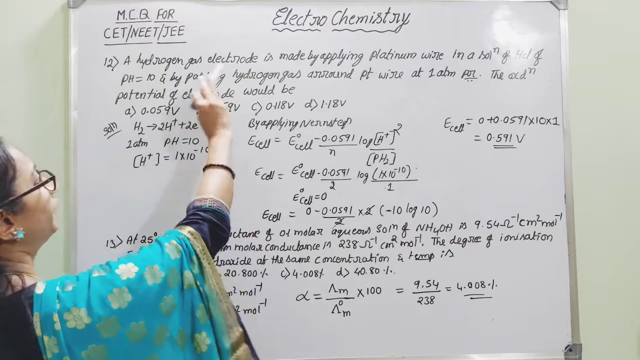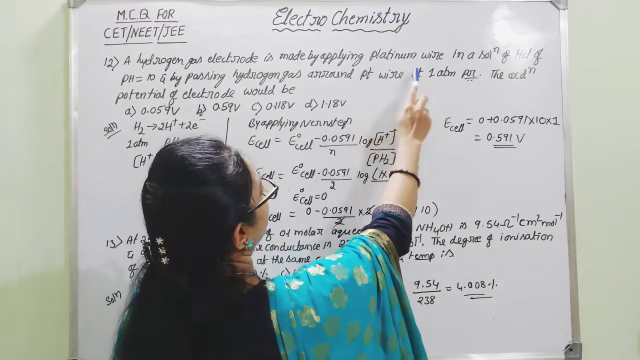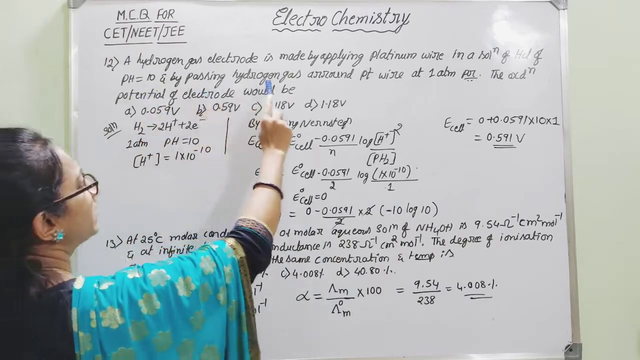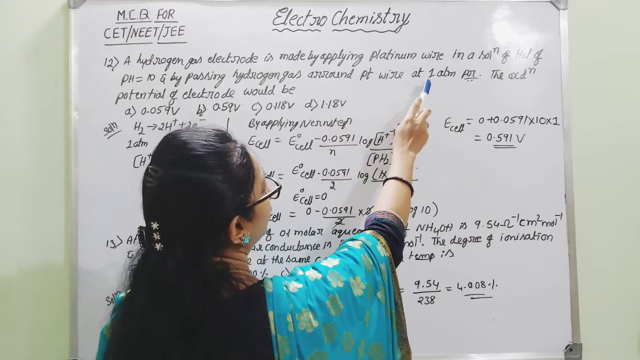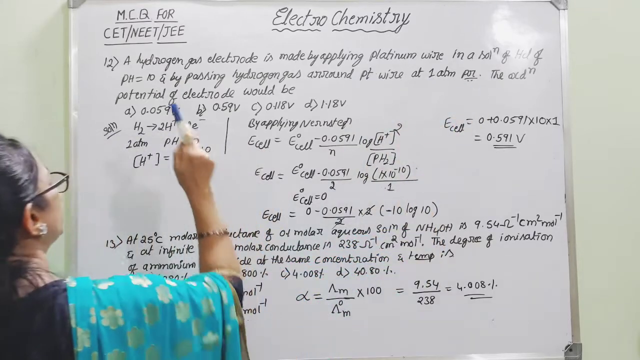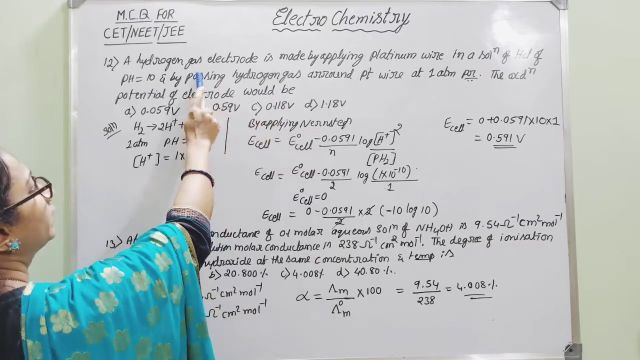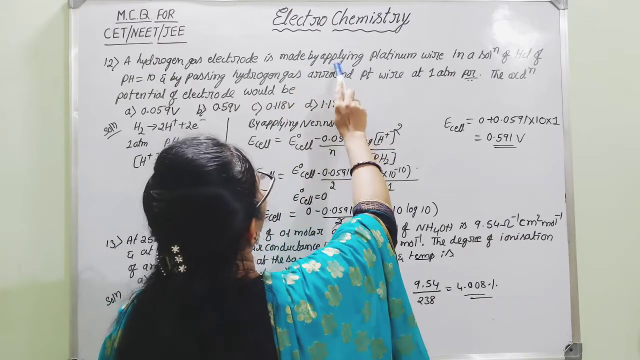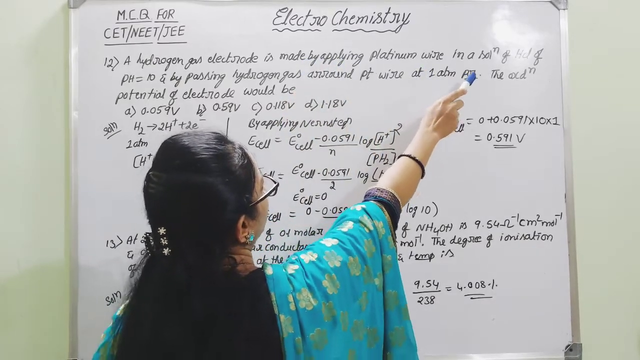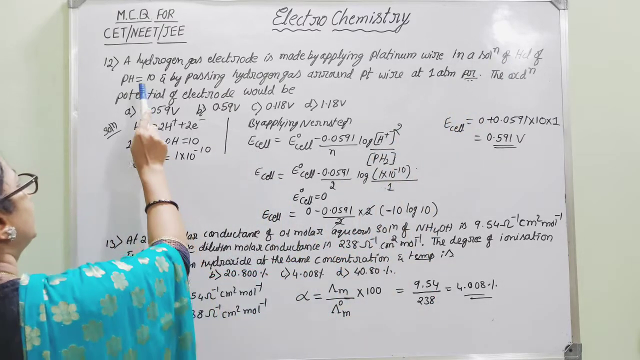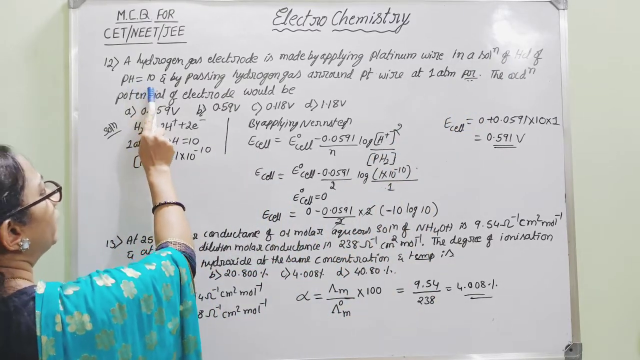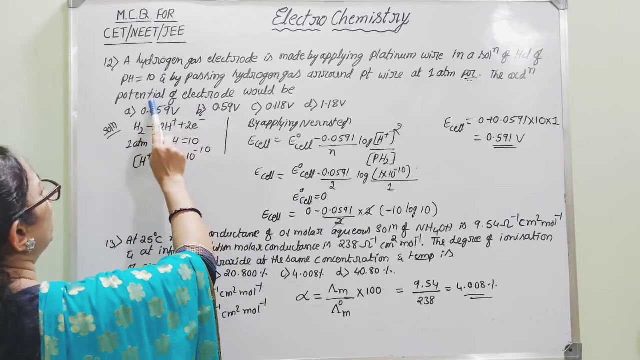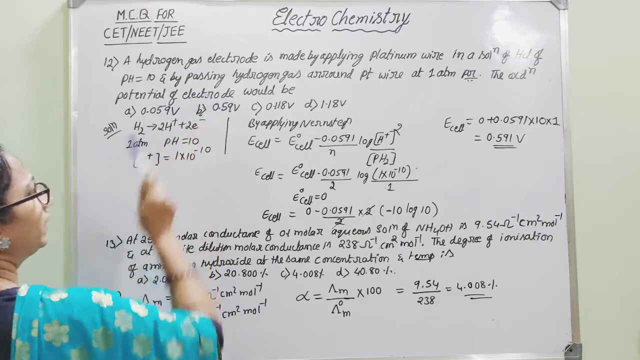Twelfth question. A hydrogen gas electrode is made by dipping platinum wire in a solution of HCl of pH equal to 10 and by passing hydrogen gas around platinum wire at 1 atmosphere pressure, the oxidation potential of electrode would be. Here we are considering that is hydrogen gas electrode. So here hydrogen gas electrode is made by dipping platinum wire. So they are using the solution of HCl. Here they have mentioned that pH value is exactly equal to 10. And here they are asking to find out what? The oxidation potential of electrode.